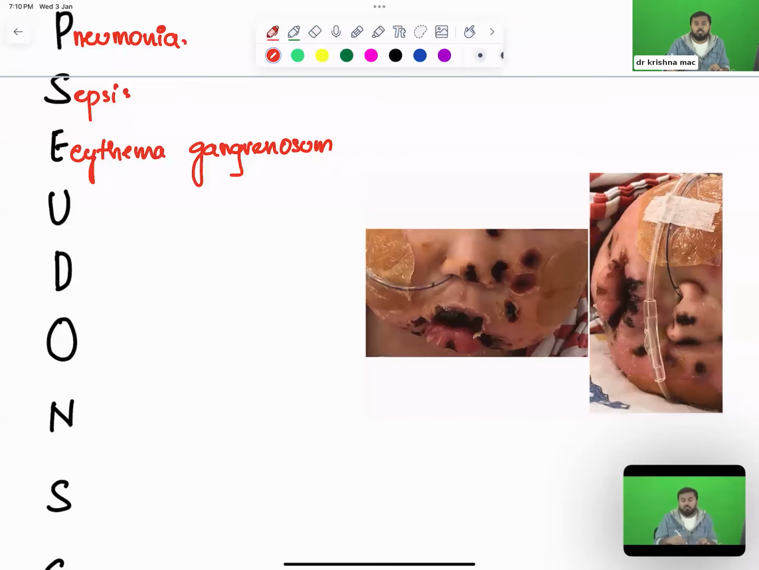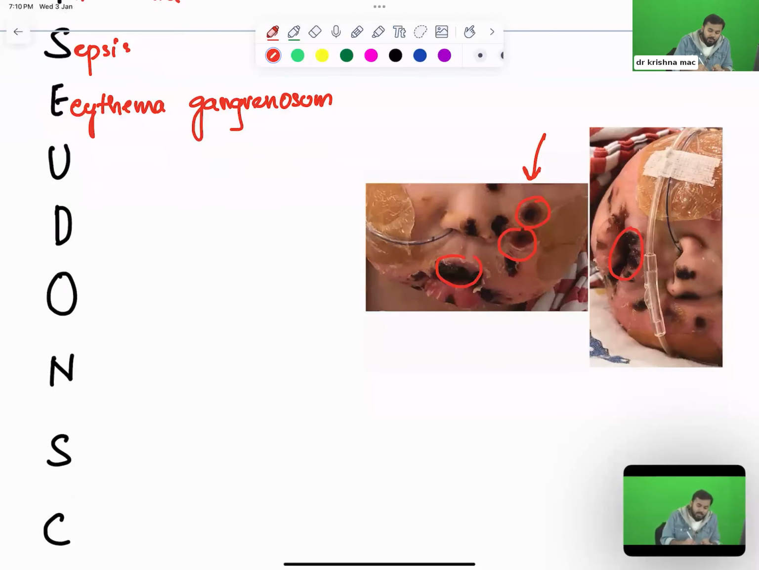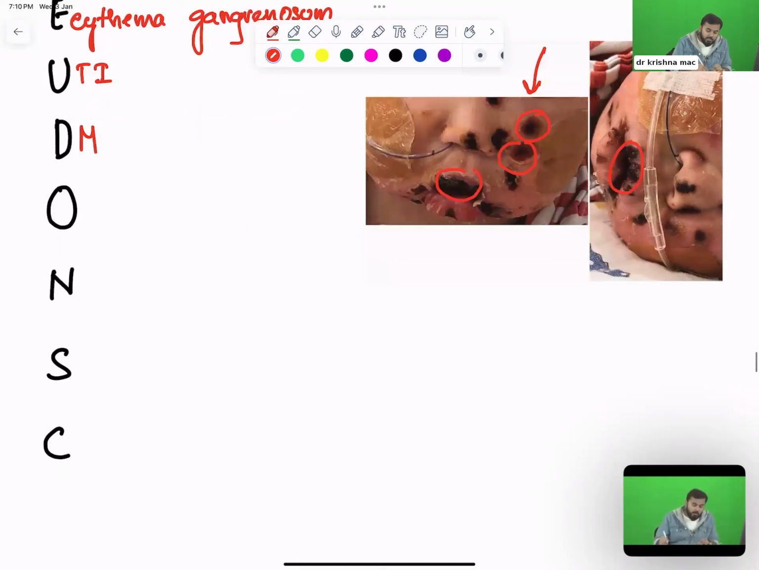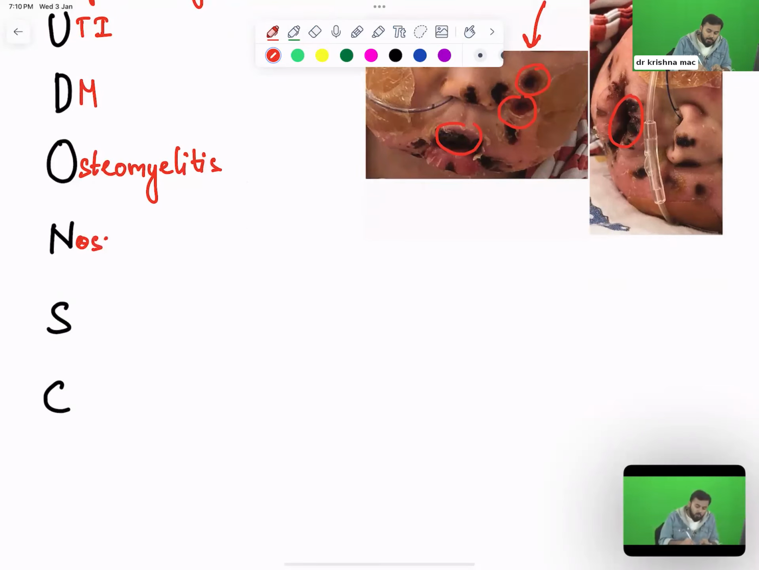You see, this is mostly seen in the infants, the newborn. Look at these lesions over here on the face, on the lips, everywhere. This is called ecthyma gangrenosum. Clear, all of you? Next, U stands for urinary tract infection. D stands for diabetes mellitus. O stands for osteomyelitis. And N stands for nosocomial infections.